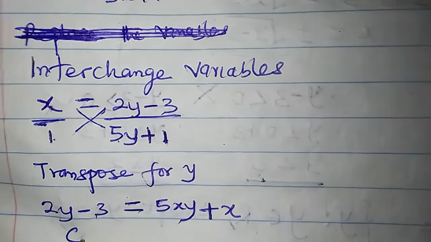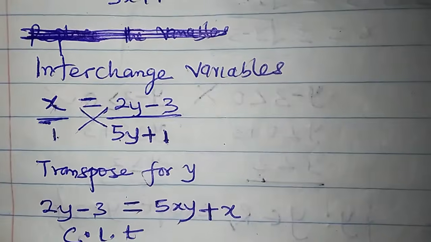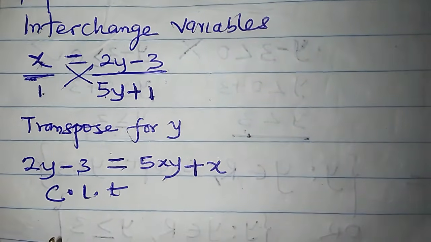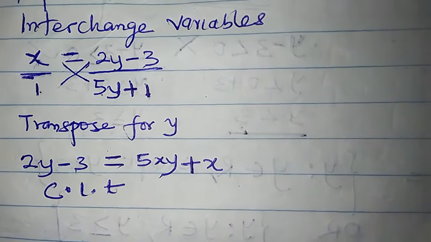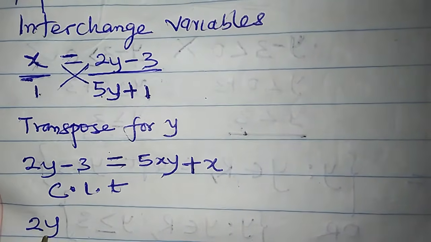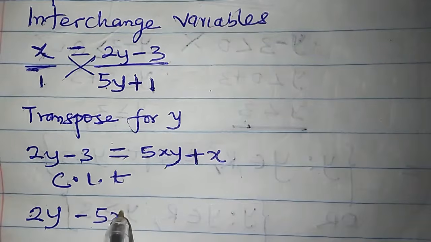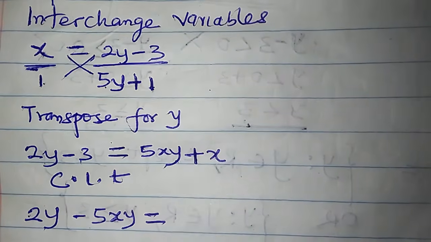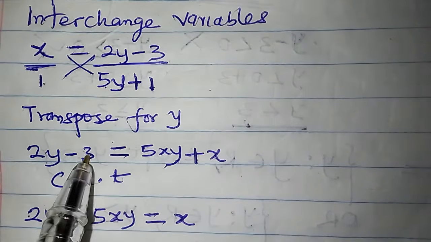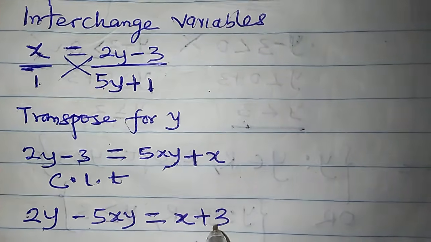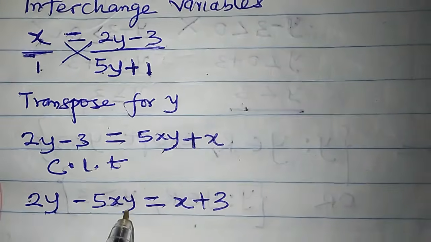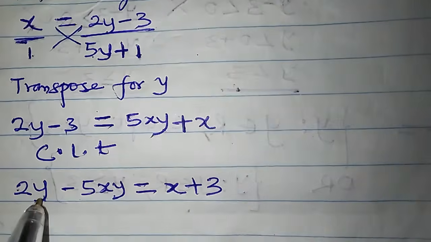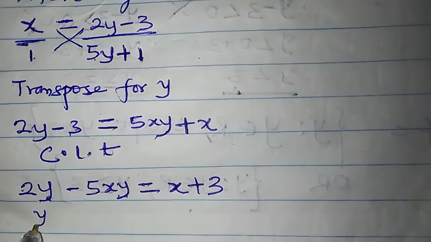So let's collect like terms. All the terms in y will be taken to one side, and all other terms taken to the other side. 2y minus 5xy is equal to x, then 3 will cross and turn to plus. Okay? y is common to both. What we'll do is to factorize. Since y is common, we'll bring y out.